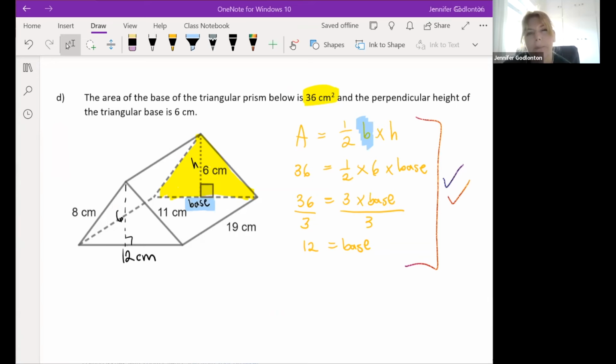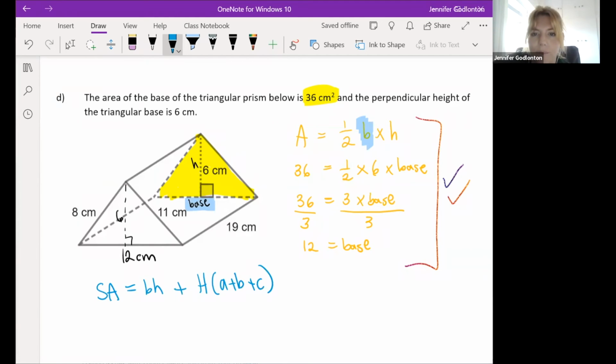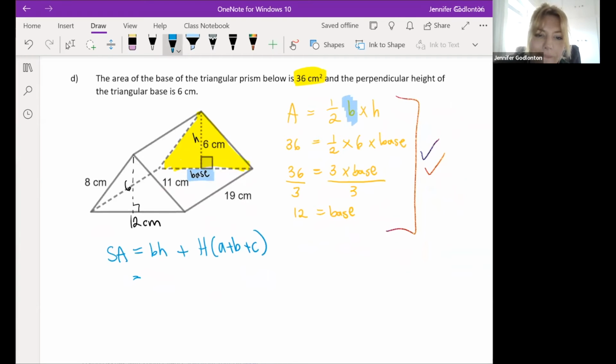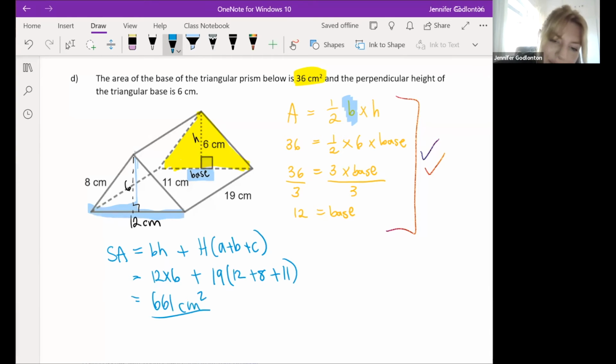Yes, Tiana. Ma'am, I think I'm ready to help you. Fantastic. Talk me through what to do. We're looking at the surface area there. Okay, so we're going to write our formula, which is surface area equals B times H, and then the big H, and in brackets A plus B plus C. Cool. And then our surface area equals 12 times 6, which are perpendicular height and our base, and then plus 19, in brackets will be 12 plus 8 plus 11. And then our whole thing will be 661 centimeters squared. Beautiful.